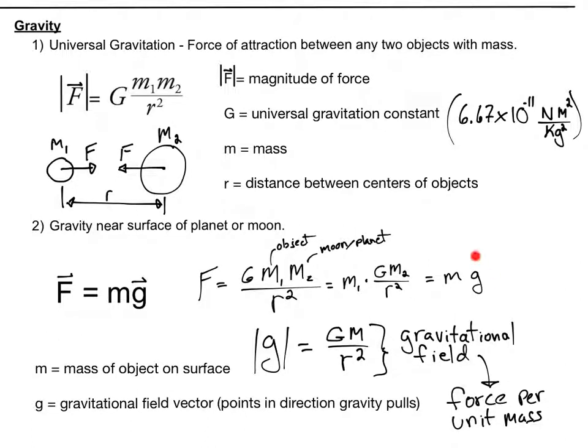This g here is representative of the gravitational field vector. It is the force per unit mass, which is also the acceleration due to gravity. But we'll say it's force per unit mass because that's going to be a little more useful in terms of getting your mind in the right place for where we'll be going with electric fields and magnetic fields and electric forces and stuff. m is the mass of the object on the surface, and g is the gravitational field vector. It points in the direction that gravity pulls, so on Earth it points towards the center of the Earth.